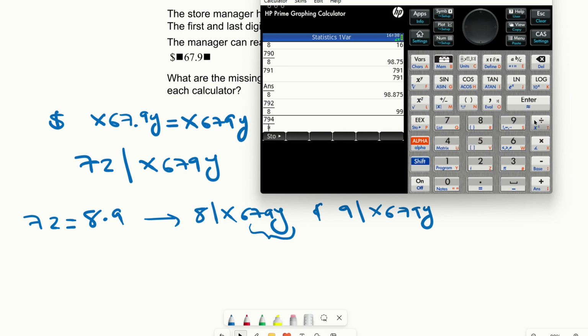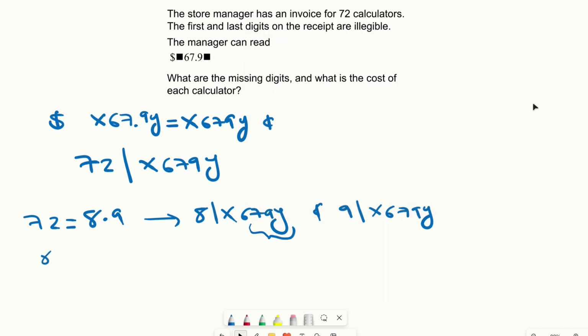794 is not divisible by 8. How about 796? Is not, and 798 is not either. So the only possible value we could have for y is 2. So because 8 goes into 792, therefore y must be 2.